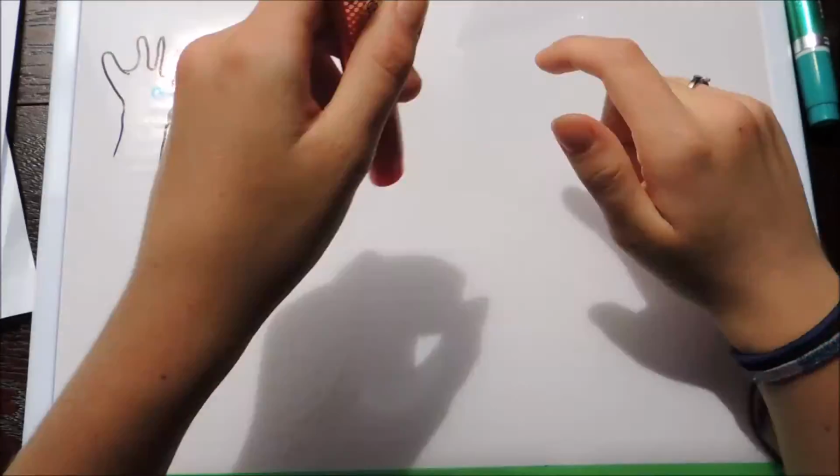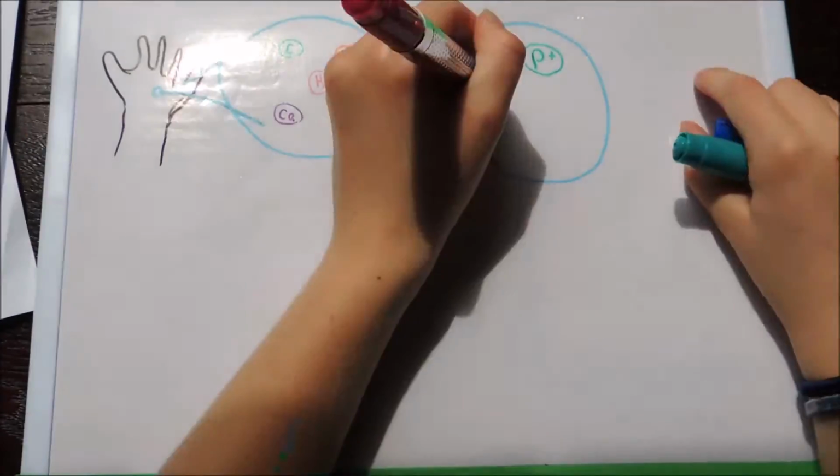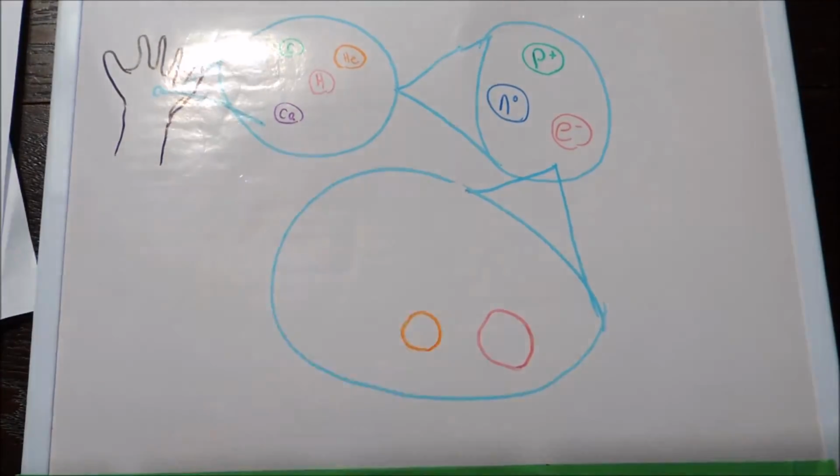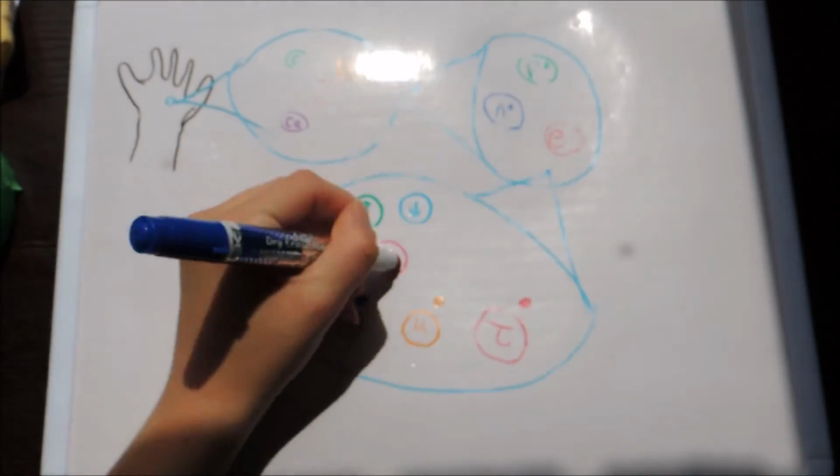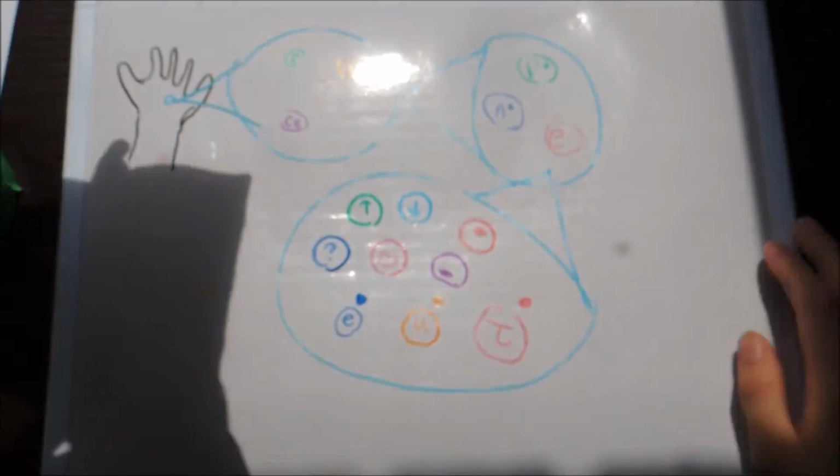Just remember, under your skin there are tiny particles, and in those tiny particles there are protons, neutrons, and electrons. And in those tiny parts, there are the fundamental particles of which everything around you is composed.